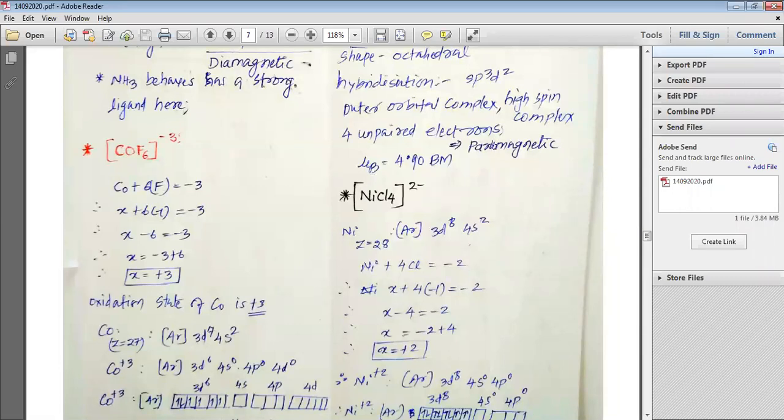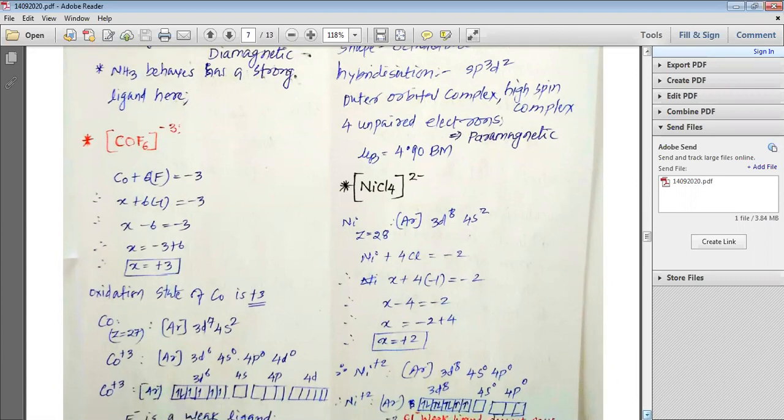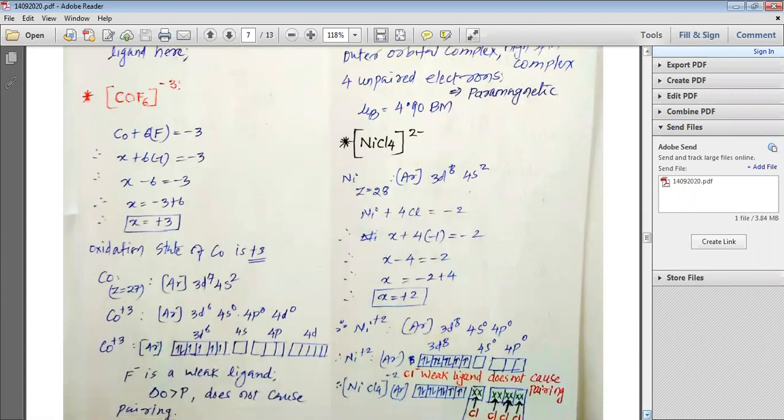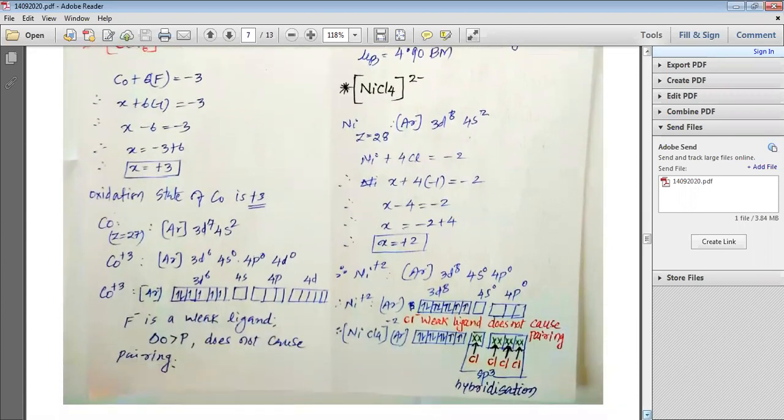So this is how, my dear students, we can understand all the characteristics, whether magnetic or the shape and the outer or inner complex. So we study the complexes using both the valence bond theory as well as the crystal field theory.